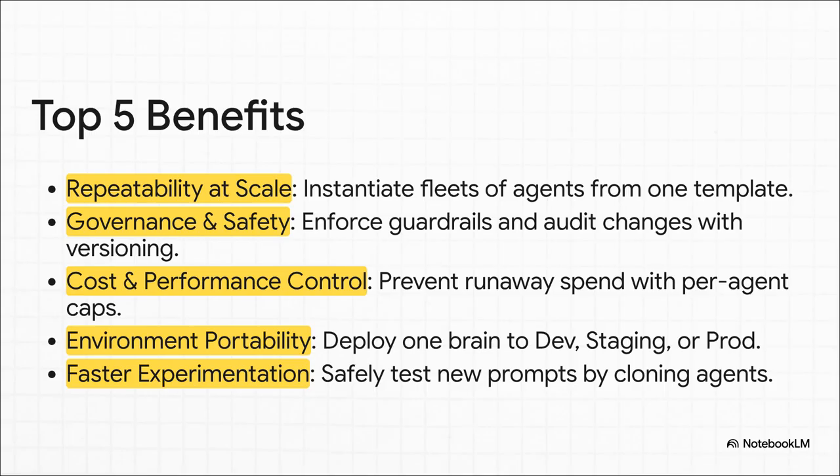So this all boils down to 5 massive benefits. First, repeatability at scale lets you build entire fleets of agents from just one template. Second, you get real governance and safety through versioning and guardrails. Third, you gain direct control over your costs and performance. Then there's environment portability, and this is huge. You can deploy the exact same brain to dev, then staging, then prod, just by swapping out its shell. And finally, all of this means you can experiment much, much faster and more safely.